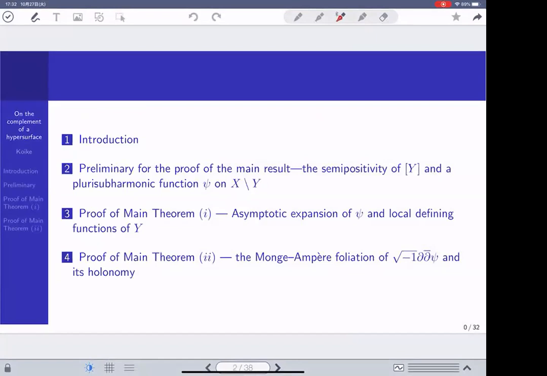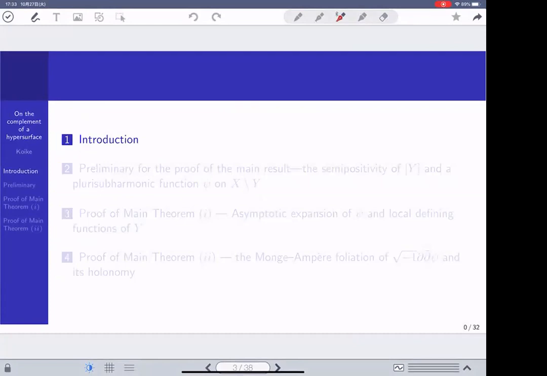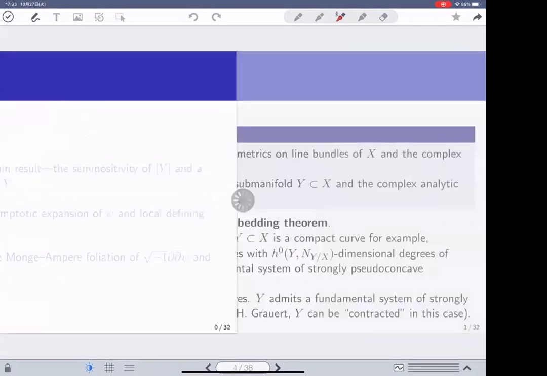My talk consists of 4 sections. In the introduction, I will explain my interest and motivation, and I will also explain what our main results are. The other 3 sections are devoted to the proof of the main result. So let me start from the introduction.